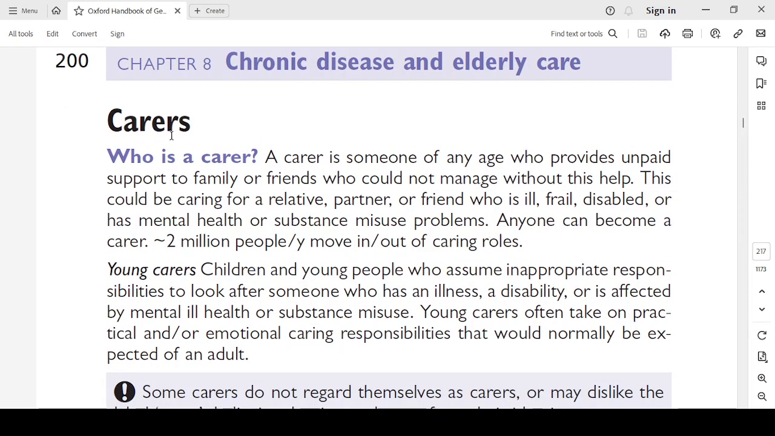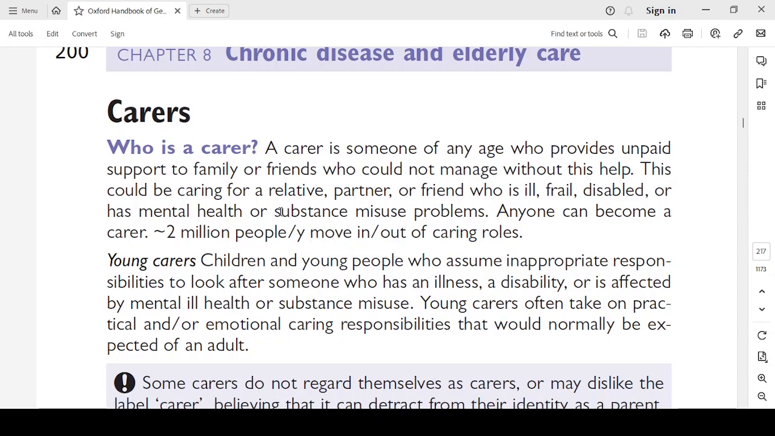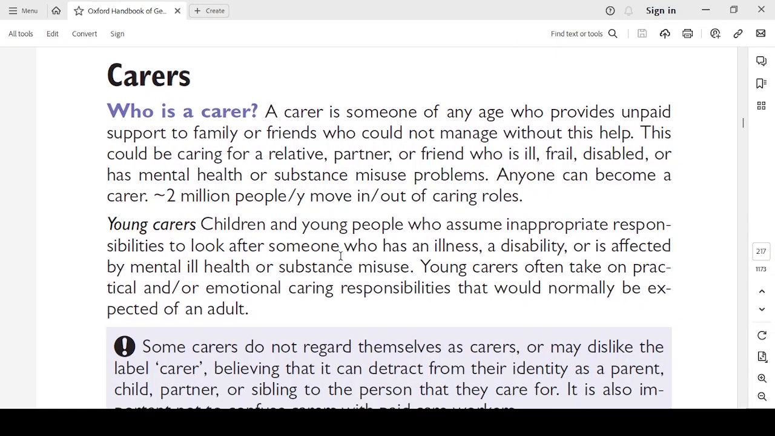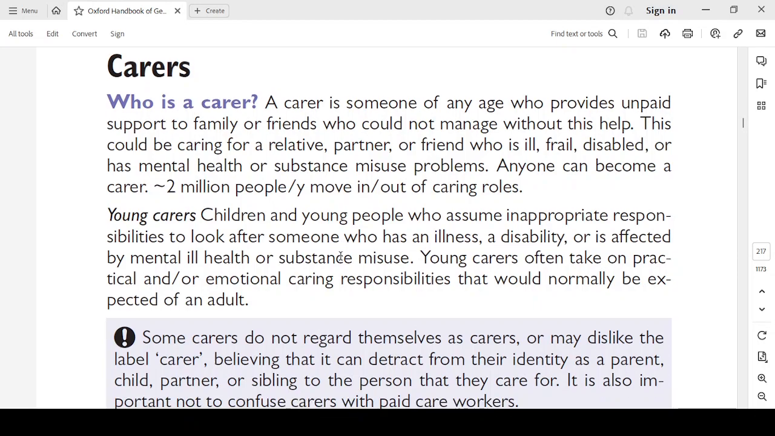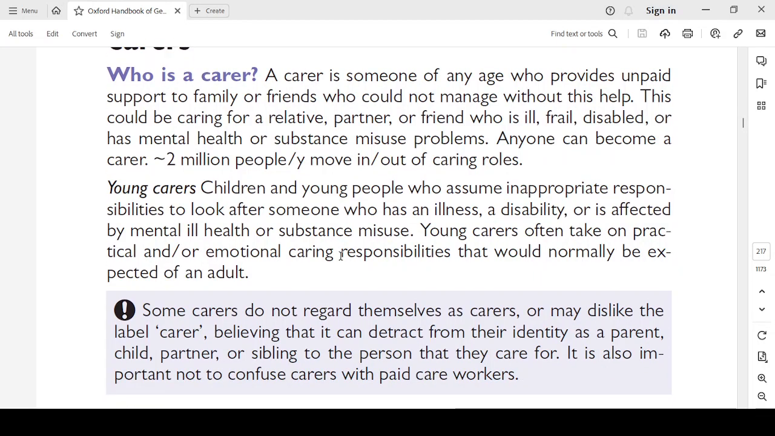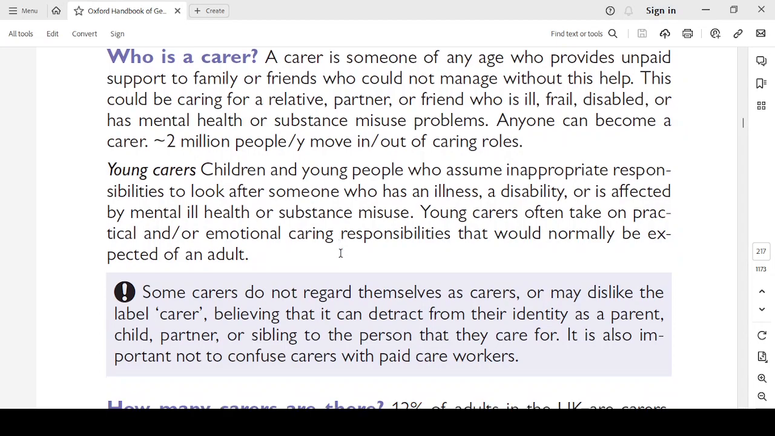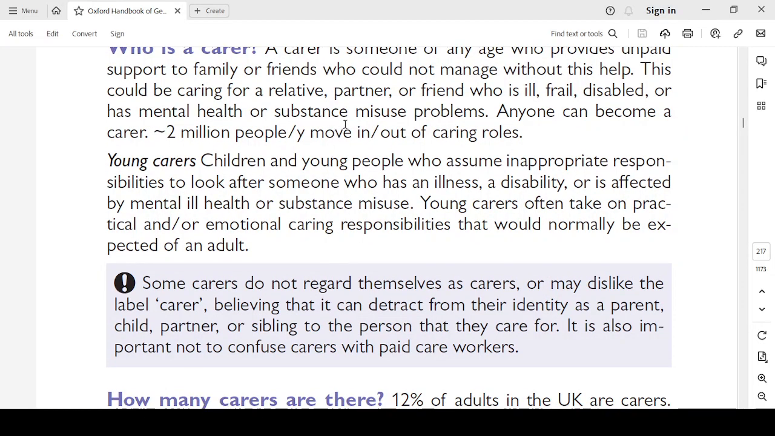So, again we are here, carers. Who is a carer? A carer is someone of any age who provides unpaid support to family or friends who could not manage without this help. This could be caring for a relative, partner, or friend who is ill, frail, disabled, or has a mental health or a substance misuse problem. Anyone can become a carer. Nearly 2 million people per year move in or out of caring roles.